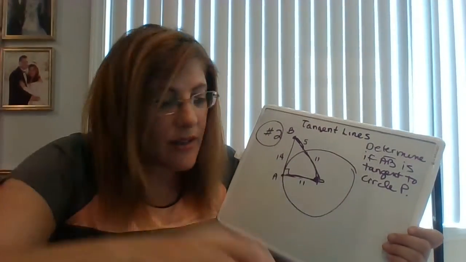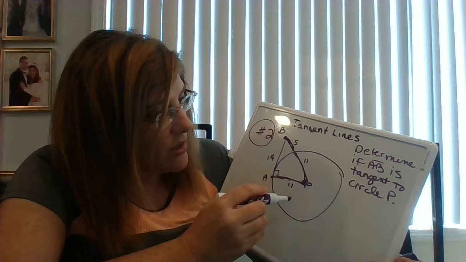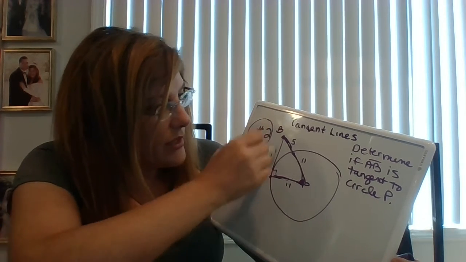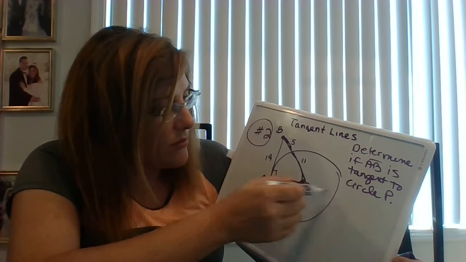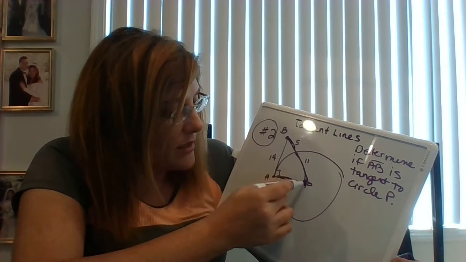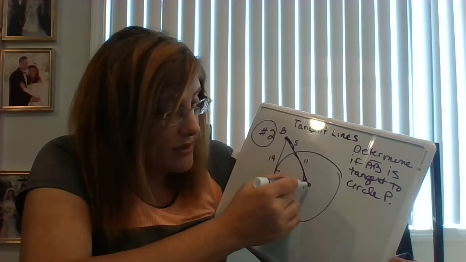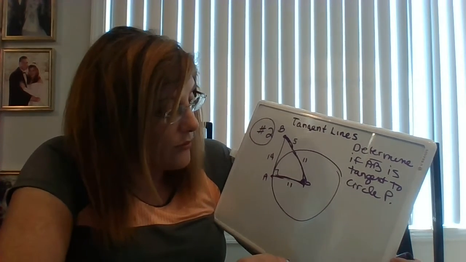Okay, so we were right here. We were still on number 2 in the last video. So we were determining if line AB, which is right here, is tangent to circle P, which is right here. We figured out that this radius is the same as this radius, so I could add in an 11. Any radius would be 11 in the circle.